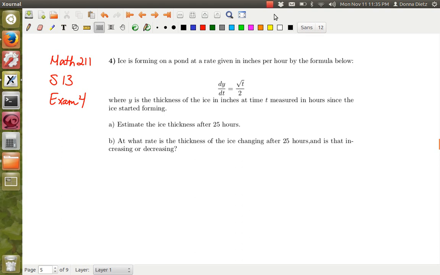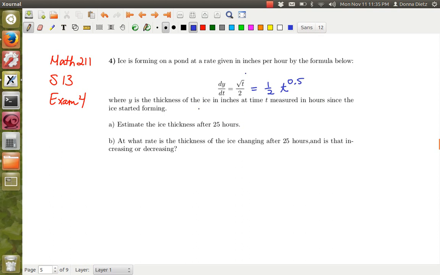Okay, so this question is very similar again to the practice exam, but I changed it up a little bit so the answers aren't the same. In this case, the ice is forming on a pond at a given rate, and it's a little bit easier if you convert it: 0.5 or t to the 1/2. And y is the thickness of the ice in inches at time t. Estimate the ice thickness after 25 hours.